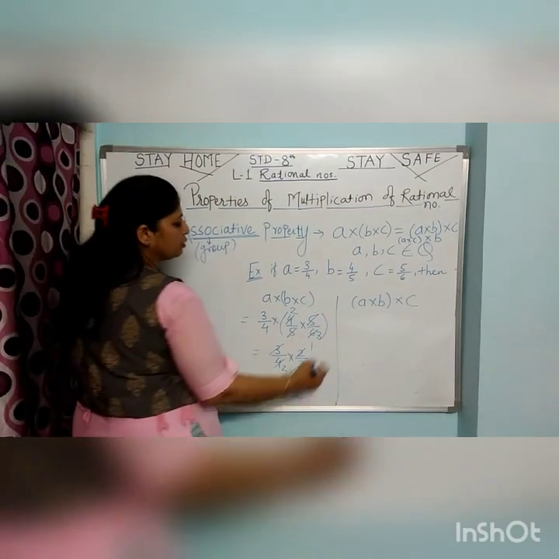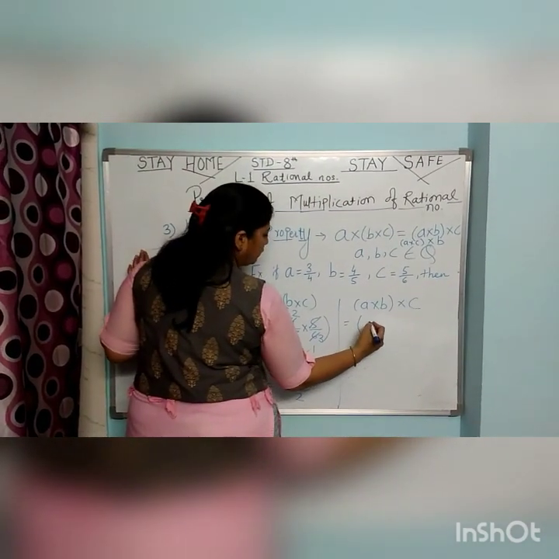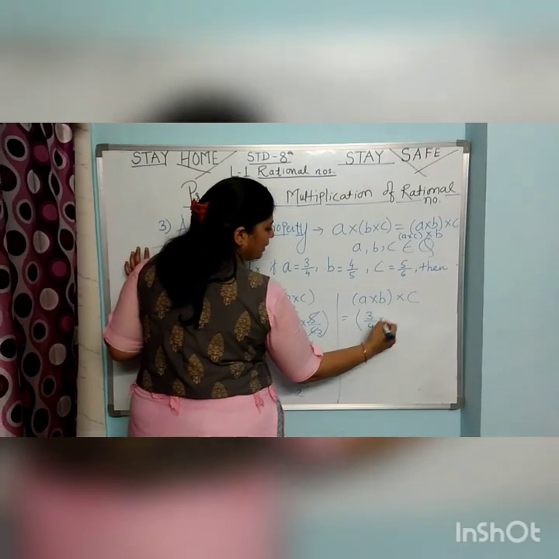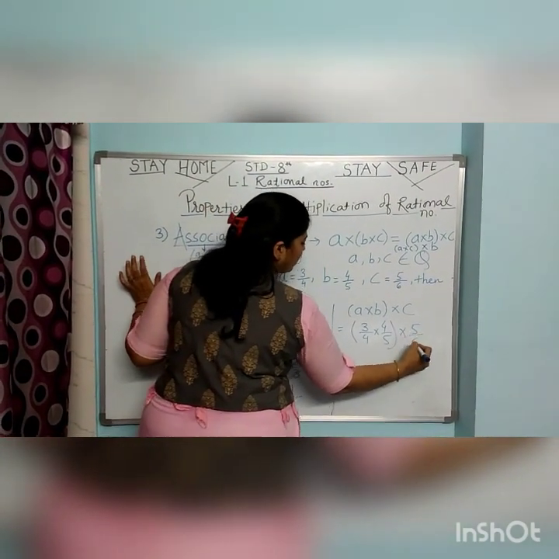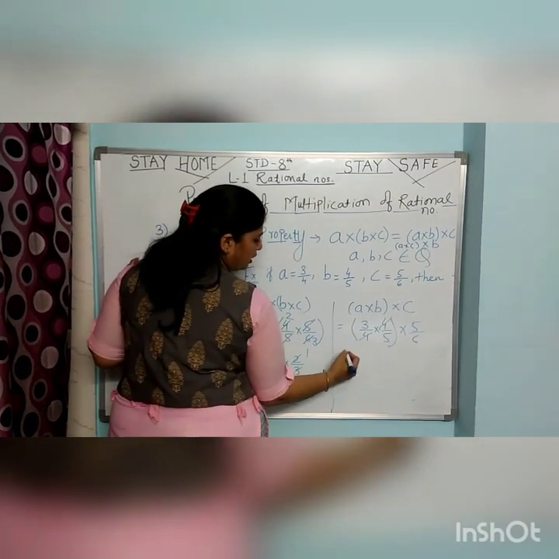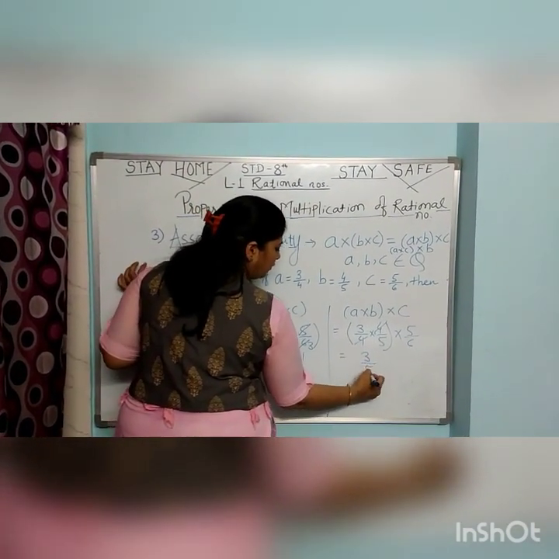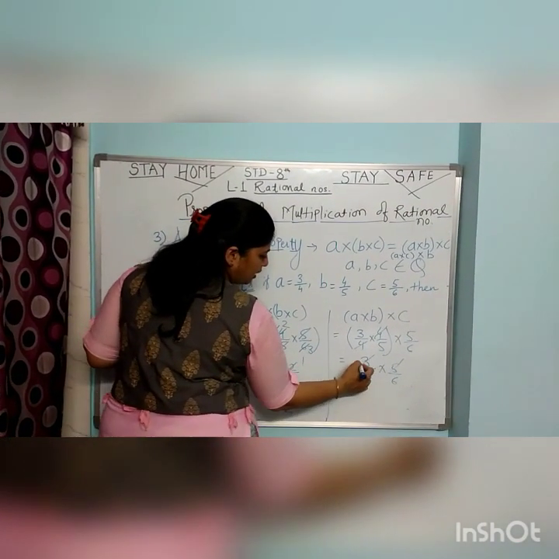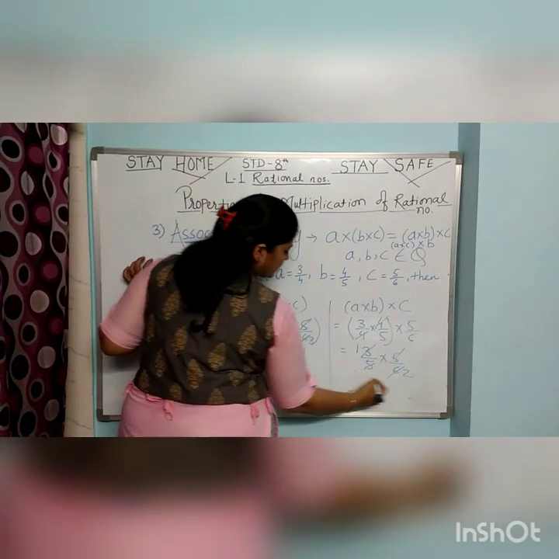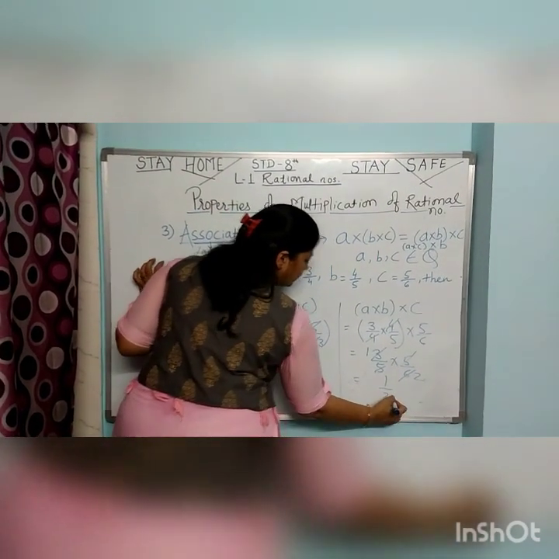The same way we have to solve here. Put the value of A, that is 3 by 4 multiplied by 4 by 5, and the whole will be multiplied by 5 by 6. 4 will cancel out. It will be 3 by 5 multiplied by 5 by 6. This 5 again cancels out. 3 1s are 3, 3 2s are 6. So your answer is 1 by 2.